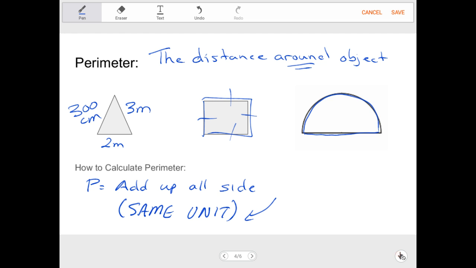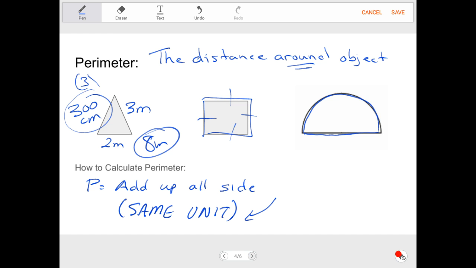You couldn't just go 300 plus 2 plus 3. That'd be the strangest answer. When you add these together, they must be in the same unit, which means you have to rely on your skills from last unit and be able to convert. So you need to know, or figure out using your conversion factor table, that 300 centimeters is 3 meters, and go from there. So the perimeter of that would be 8 meters. No big deal there.